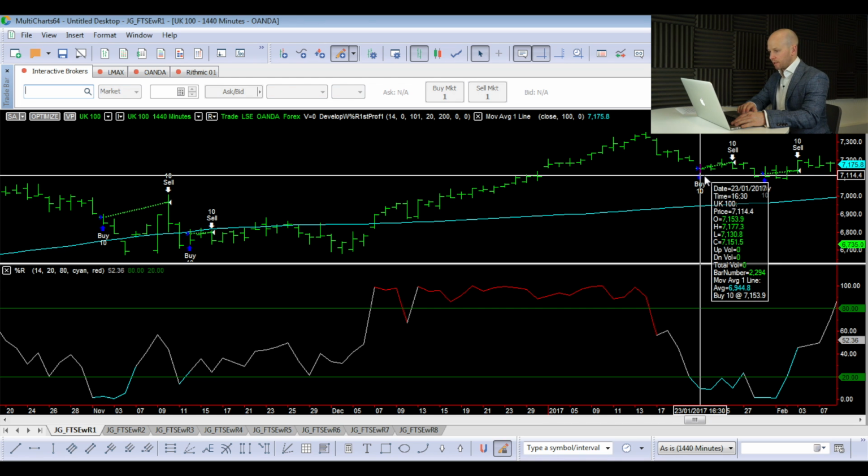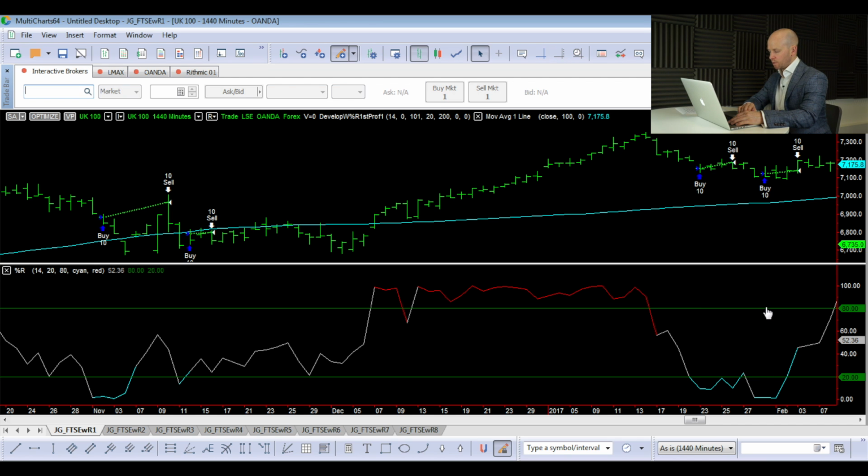Williams percent R reading in the lower 20%. We enter long and we wait until we've got a profitable close and exit at the next open. 20 and 80 are quite standard levels for use of Williams percent R, and currently I'm using a 14 period, which is the standard length for the indicator too.